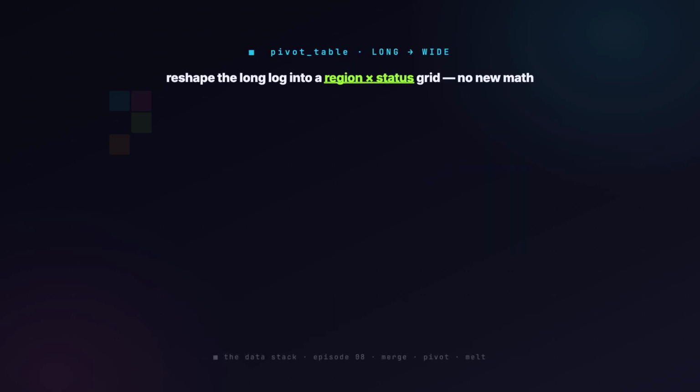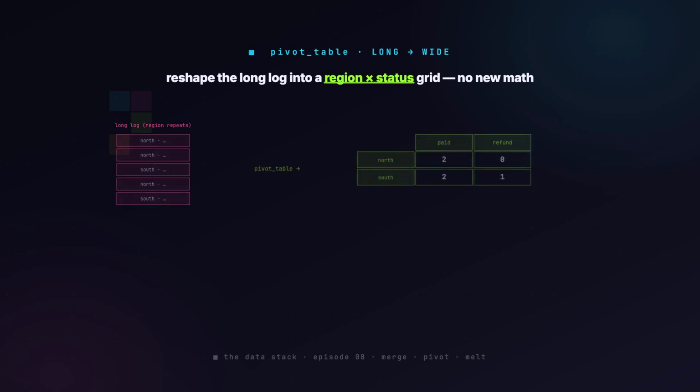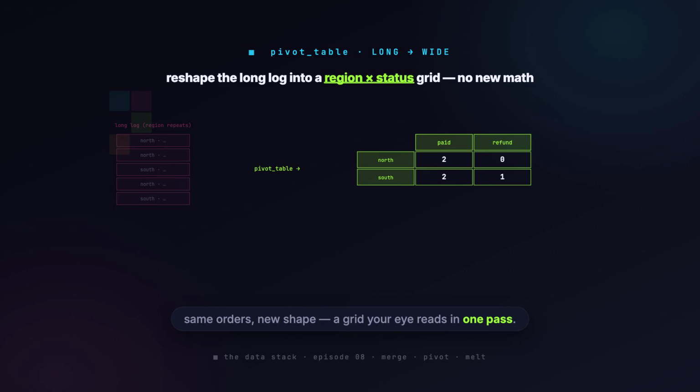Now the merged log is long, one row per order, region repeated. Hard to scan. Pivot table reshapes it. Region down the side, status across the top. The count of orders in each cell. Same orders, no new arithmetic, just a wide grid your eye can read in one pass.